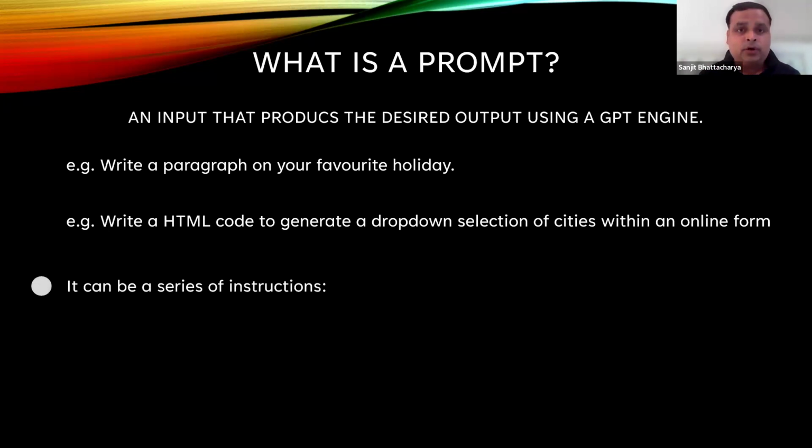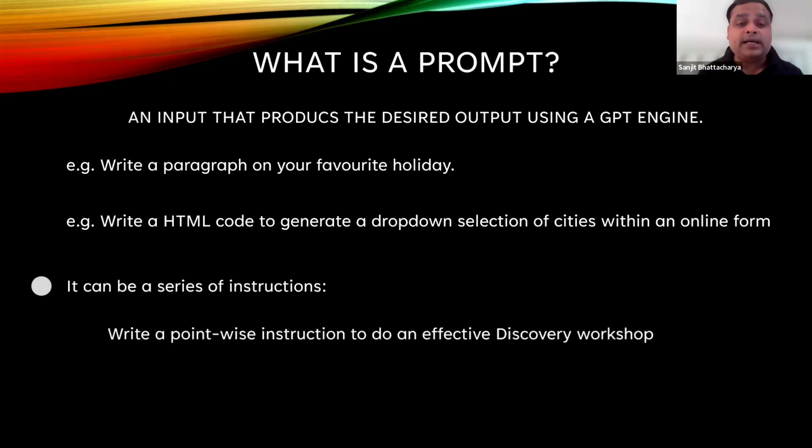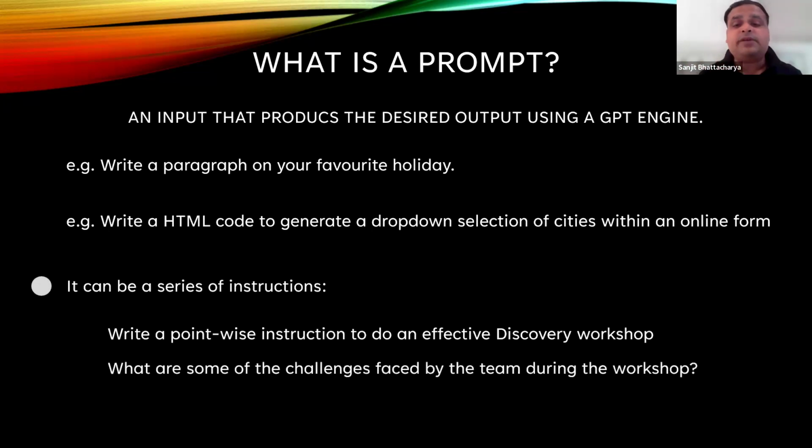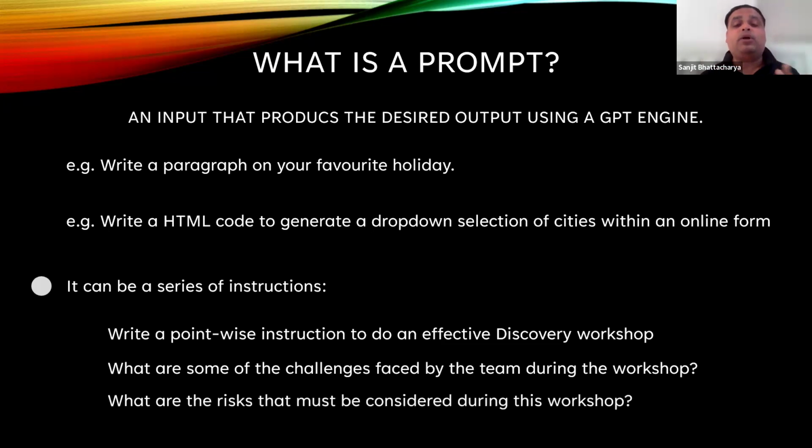Now, there could be a scenario where you've asked a question to a generative AI or you've given a prompt. This prompt may give you some result which may or may not be of your choice of output. So now you can ask a series of questions. For example, first you write a point-wise instruction to do an effective discovery workshop. We do a discovery workshop before every project, right? Now it gives you something. Then you say, what are some challenges faced by the team during the discovery workshop? Now you're preparing yourself for the challenges so that you get to the discovery workshop already aware of these things which might go wrong. Then you also ask, what are the risks that must be considered during this workshop? Similarly, there are a lot more things that can come as a part of your series-based instruction prompts, which can help you to come up with a refined result.